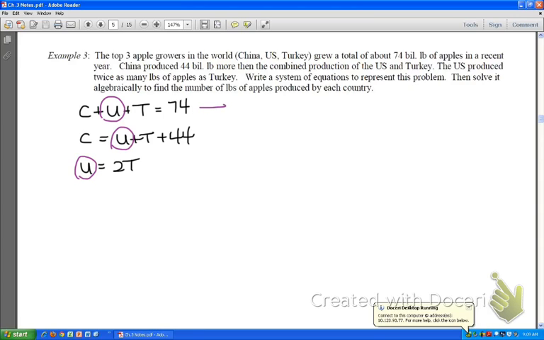This equation right here is going to become c plus, instead of u, I'm plugging in 2t, plus t equals 74. Okay, and then the other equation, let's see if I can find that one. This guy is going to become c equals, instead of plugging in u, I'm going to use the 2t plus t plus 44. What should I do in my next step?